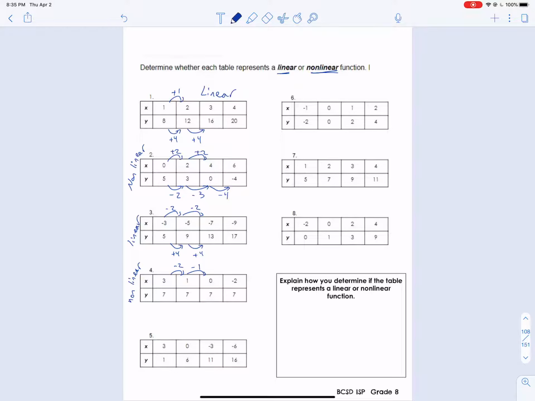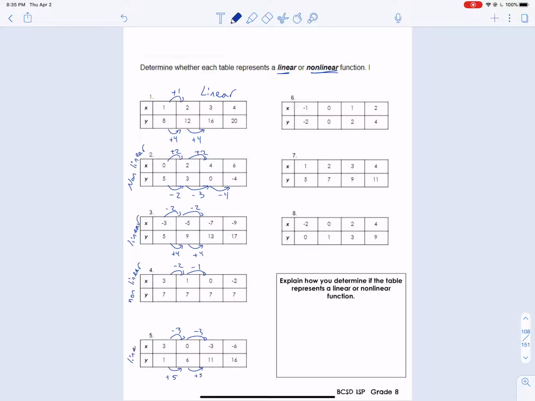Okay, number 5. We have 3 to 0, which is -3, -3, -3. That looks good. On the y side, we have +5, +5, and also +5. So this is linear.